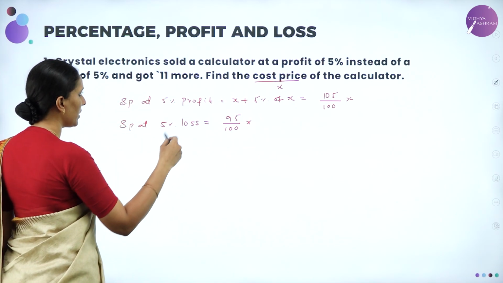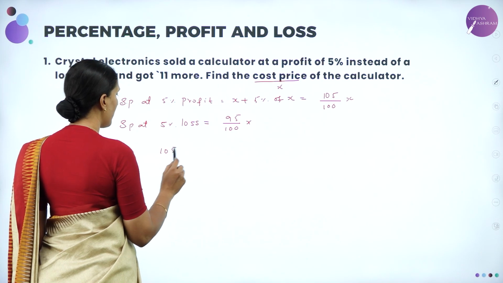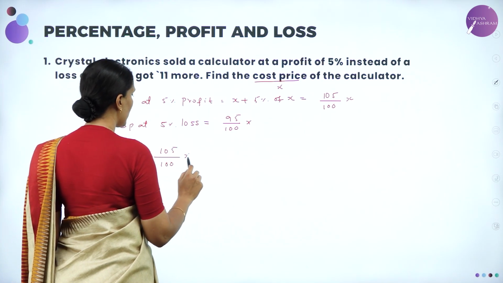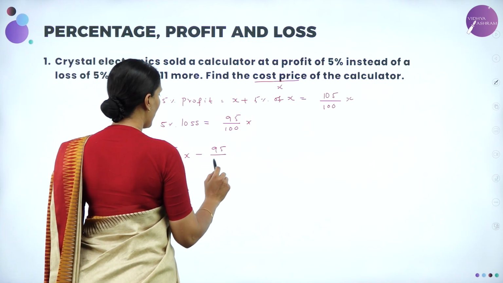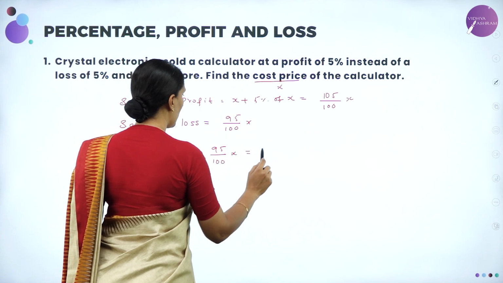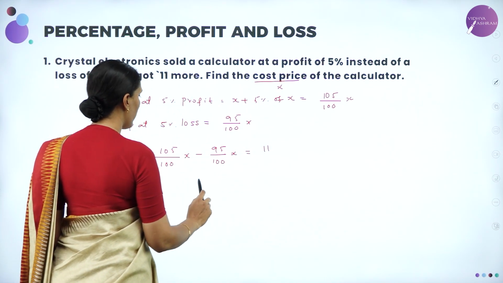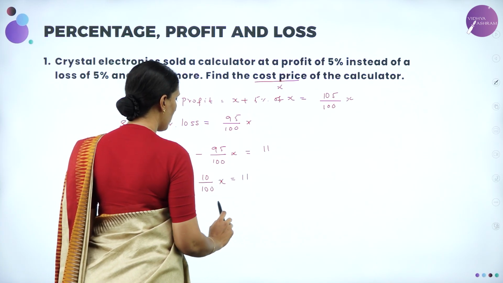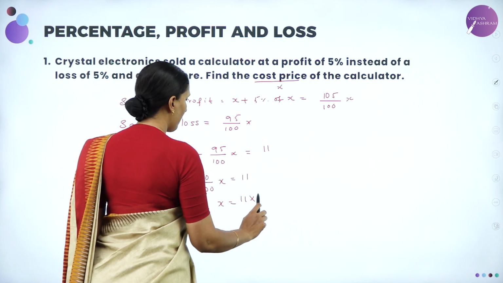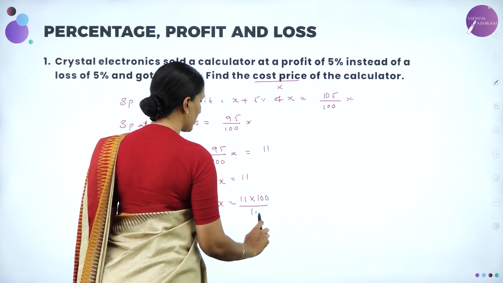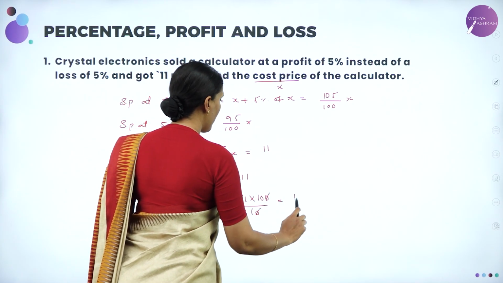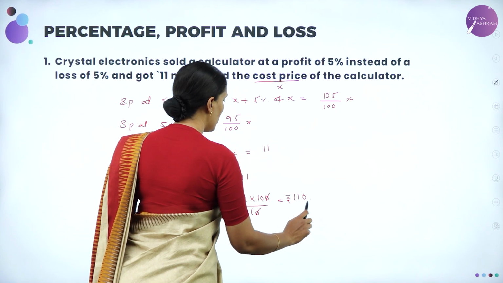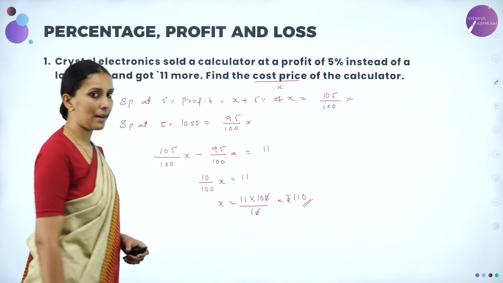So clearly from these two equations we can write 105 by 100 x minus 95 by 100 x is equal to rupees 11. So we will get 10 by 100 x is equal to 11, or x is equal to 11 into 100 divided by 10, which is equal to 110. So this will be the cost price of the calculator.